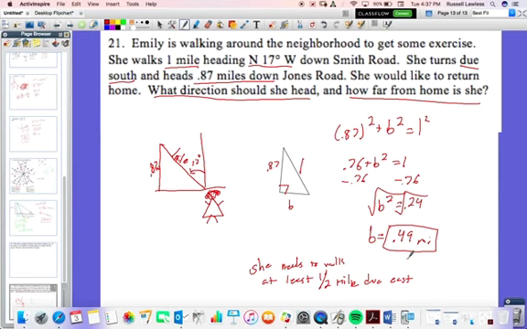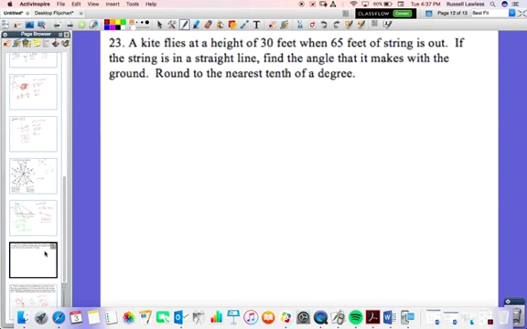Now, the last problem that we have, and this will conclude our video, is a kite flies at height of 30 feet when 65 feet of string is out. Uh-oh, there's some good information. Those are some numbers, height of 30 feet and 65 string out. If the string is in a straight line, find the angle that it makes with the ground. So that means if the kite is flying at a height of 30 feet, and it's 65 feet of string out, find the angle between the ground and the string.